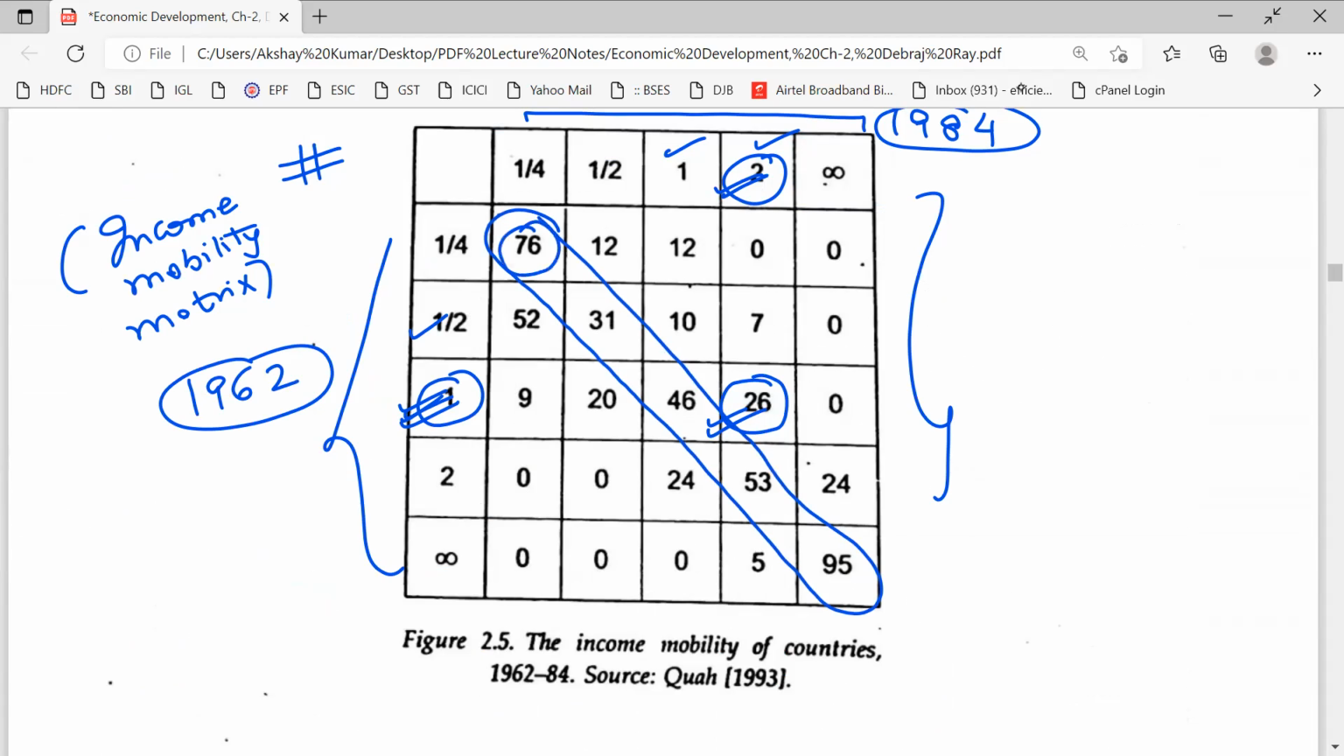76% of the countries whose per capita income was less than 1/4 of the world average in 1962 still have the same situation in 1984. 31% of the countries whose per capita income was between 1/4 and 1/2 of the world average still have the same situation in 1984. That means if the elements on the diagonal of the mobility matrix are large, it means there is low mobility.